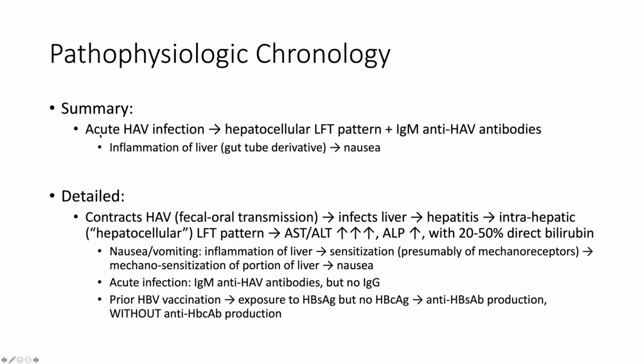So the summary would just be that from fecal-oral transmission, he's got an acute hepatitis A infection that leads to, we'll talk about the different patterns, a very clear hepatocellular LFT pattern, sometimes called intrahepatic. Because it's an acute infection, that's why it's IgM and not IgG. He's got inflammation of the liver, which we'll learn, anytime you have inflammation of the liver or basically the gut tube or any of the derivatives, so liver, gallbladder, appendix, or pancreas, it's possible to get nausea. We'll talk about the detail later, but that's the big picture summary of what's going on.